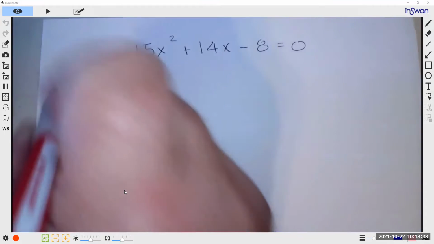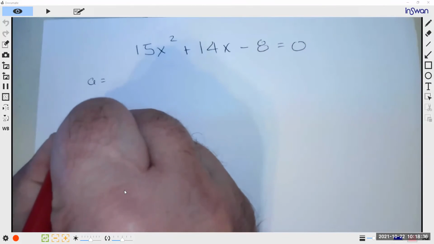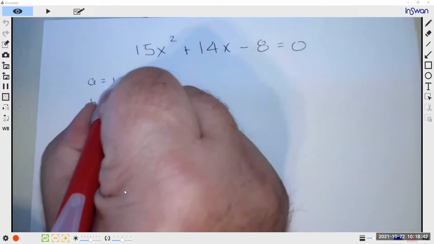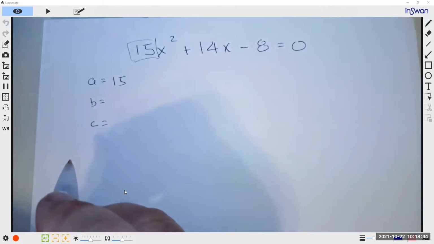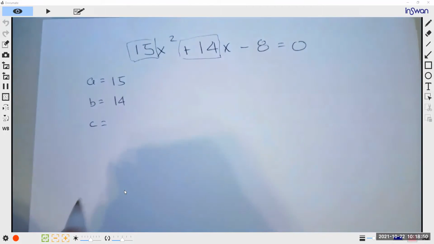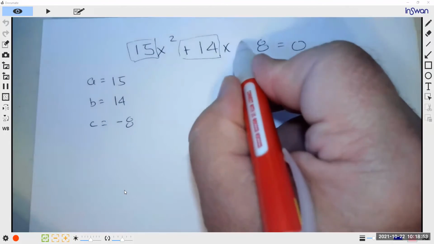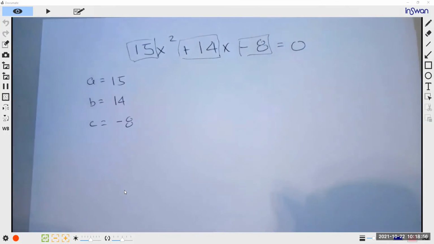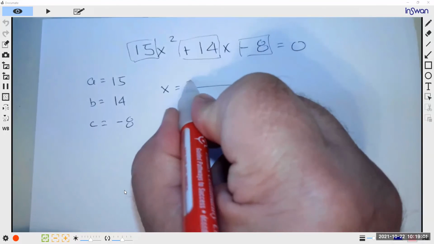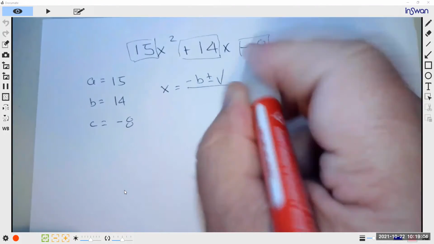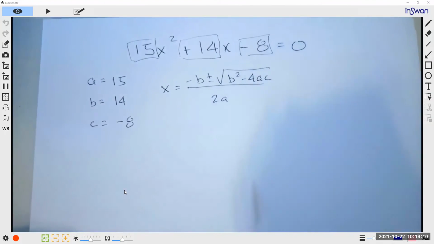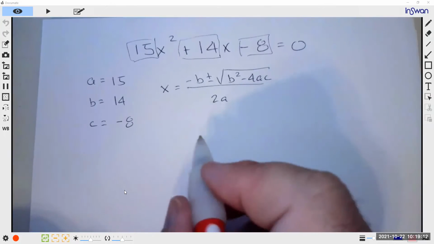Okay. Label A, B, and C. A is 15. B is 14, positive 14. And C is negative 8. Now, since I'm solving, I use the quadratic formula. And just plug them in.